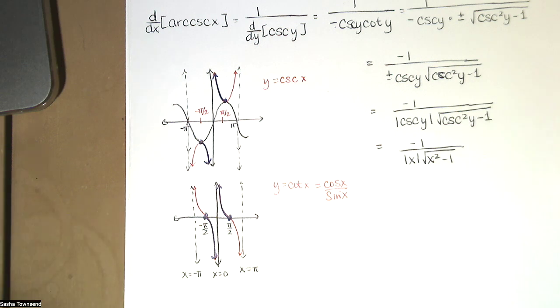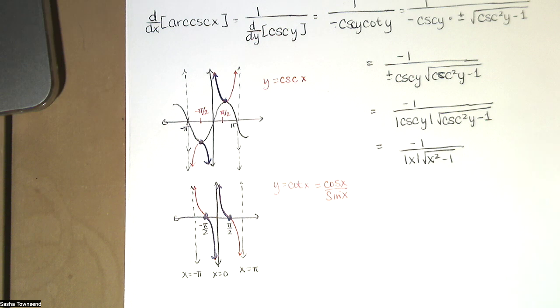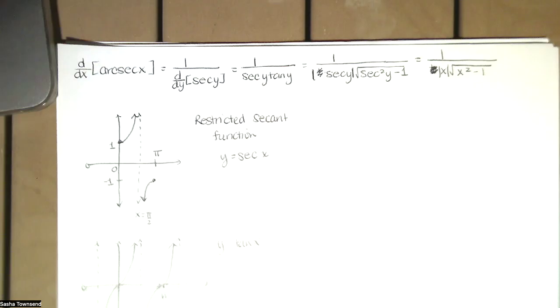Notice again that the derivative of our arccosecant and our arcsecant are the same, except the arccosecant has a negative 1 in the numerator. All right, so those are all of our derivative rules.